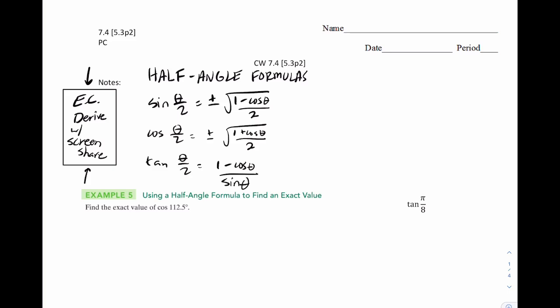Okay, now that you've written down the formulas, I'm going to add a couple notes here. Notice how these are plus or minus. The plus minus actually depends on the quadrant of theta over 2. That's important to understand. And what's really hard about these is that the sine and cosine formulas are pretty much identical. The main change or the only change is actually the sign.